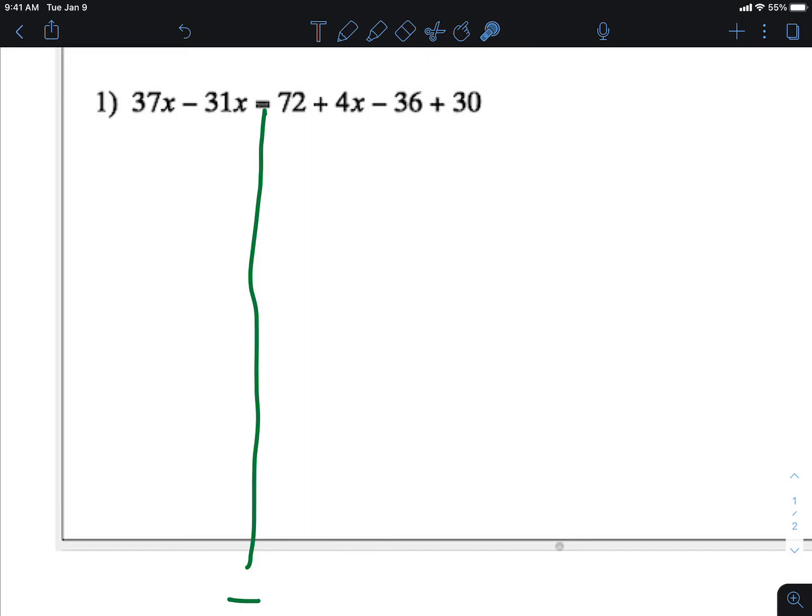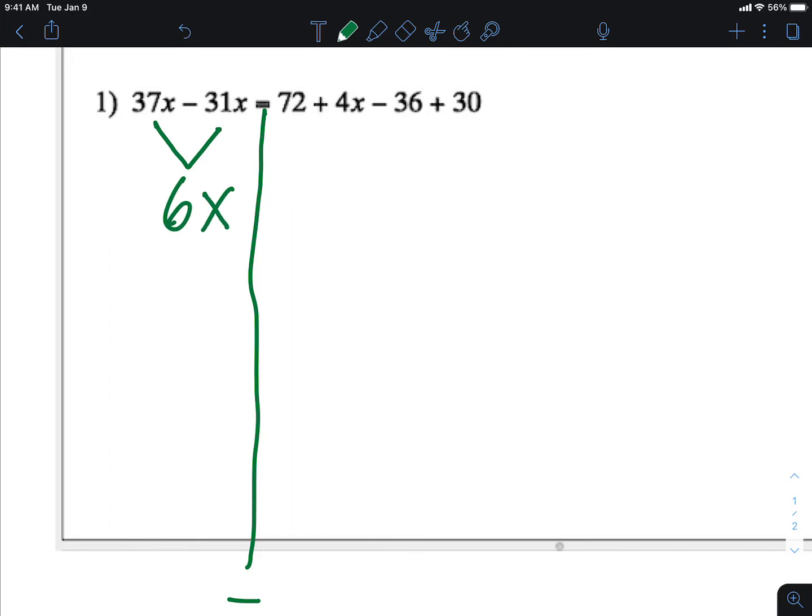So we notice we have x's on this side. These two are x's. And we have x's on this side as well. So our goal is to get all the x's together, right? So what we can do with these two x's first is we can combine these two x's because these two x's are like terms. These two numbers are like terms. And how do we know they're like terms? Because they both have x. Right? So we say 37x minus 31x is 6x.